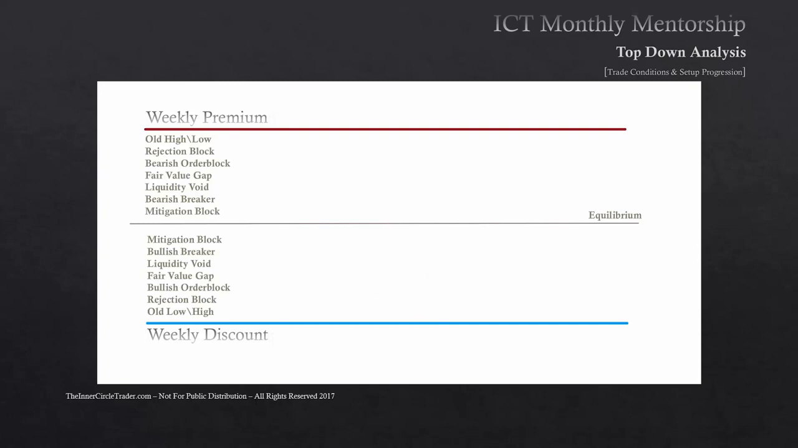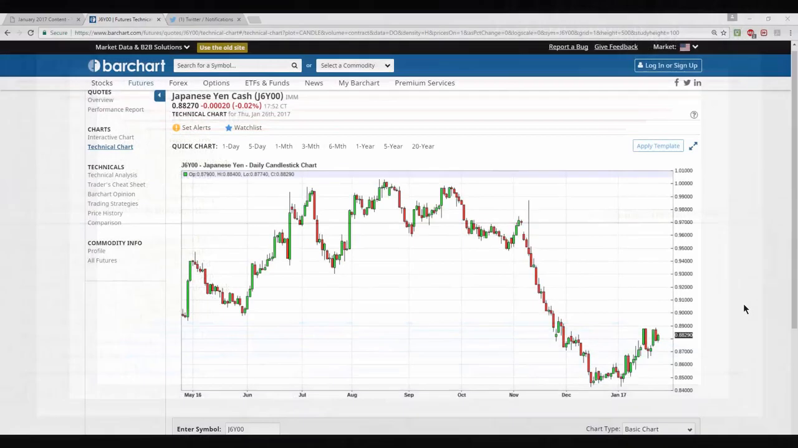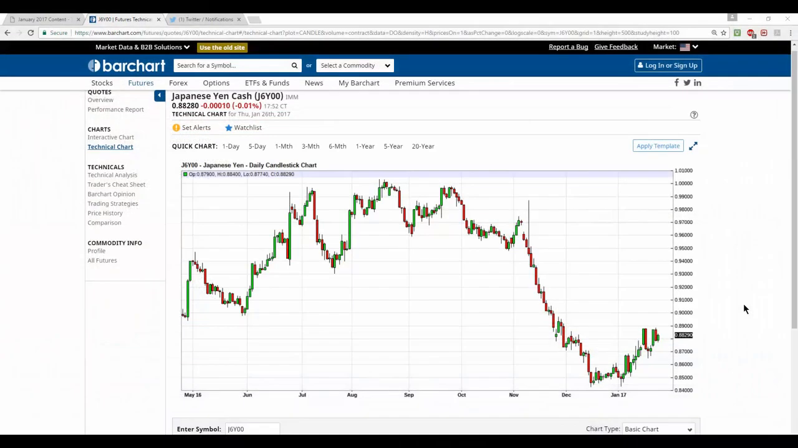Weekly ranges, just as a complete approach or overview, all of the same PD arrays for premium and discount are the same, and the same is said for the daily chart. So we're going to go over to the charts now and look at the Japanese yen cash price. We're looking at the daily of a cash price for Japanese yen. This is seen at barchart.com.